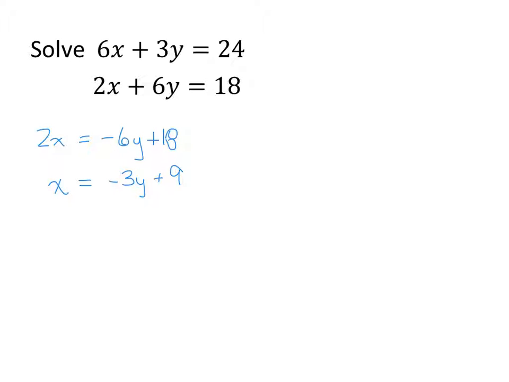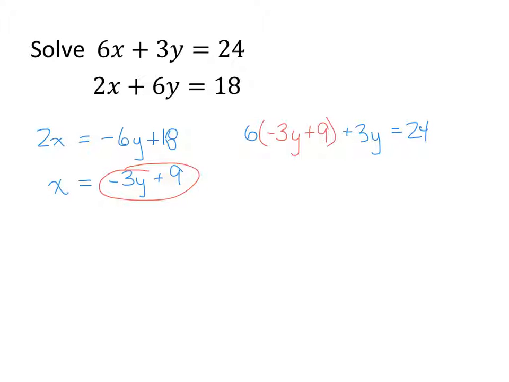So we subtract 6y from each side of the equation, and then divide the entire equation by 2, in order to find out that x is equal to negative 3y adding 9. Now we're going to take this expression equal to x and substitute it into the other equation. We find out that we're looking at 6 groups of negative 3y adding 9, adding 3y equal to 24.